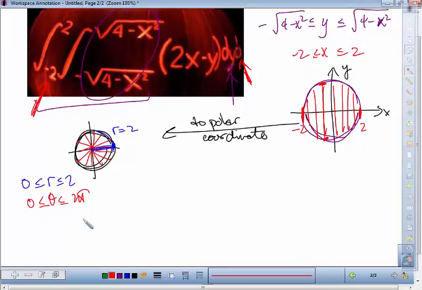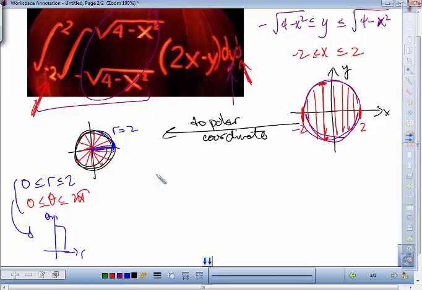Okay? And you don't have to do this, but you can take a look at this combination over here and say, hey, that's just a rectangular region in r and theta. But we don't need to worry about that. What we're concerned about is just rewriting this integral of 2x minus y, so we're going to need to change the x's into r cosine theta and change the y's into r sine theta. We're going from negative square root of 4 minus x squared to positive square root of 4 minus x squared with y, and then with x we're going to go from minus 2 to 2.